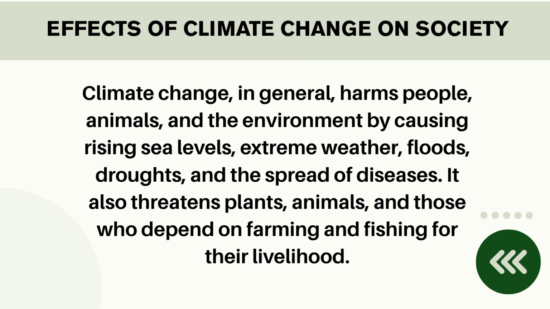Moving on to the effects of climate change on society. Okay, climate change. In general, it harms people, animals, and the environment by causing rising sea levels, extreme weather, floods, droughts, and the spread of diseases. It means, guys, that climate change affects people, animals, and the environment in many different ways.